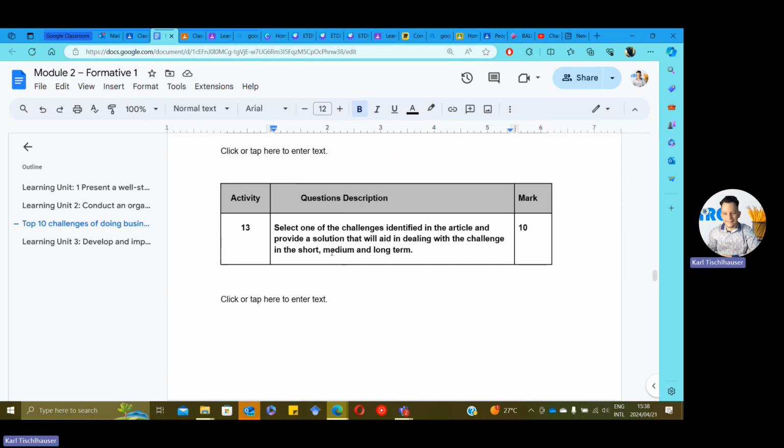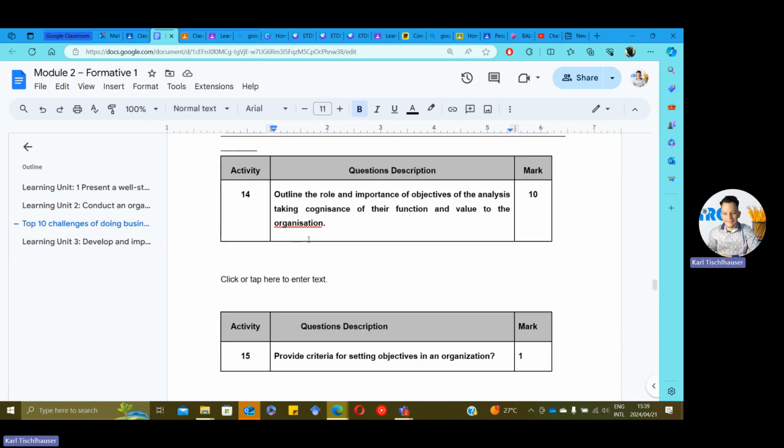Number 13 says select one of the challenges identified in the article and provide a solution that will aid in dealing with the challenge in a short, medium, and long term. So you're going to get most of your marks from dealing with the short, medium, long term premise that is provided in the question. But remember, we're also looking for a solution. So if you provided good solutions for the short, medium, and long term, it will be a lot easier to give you full marks for this question.